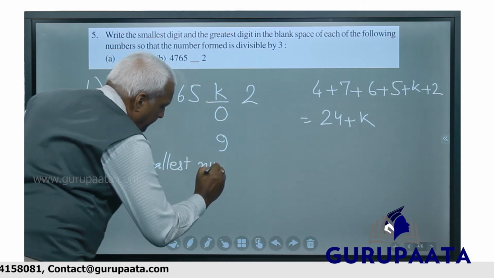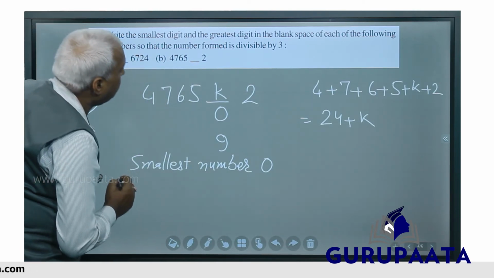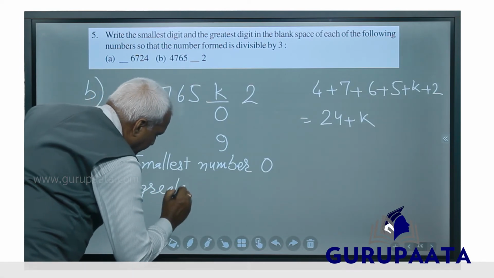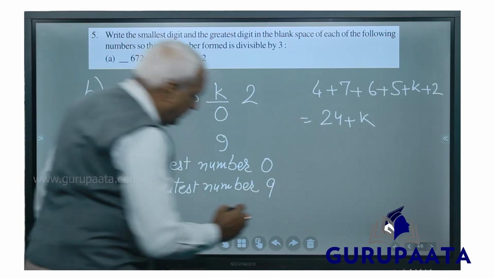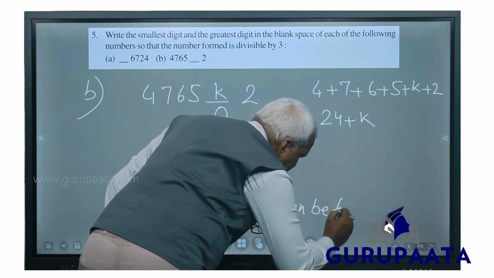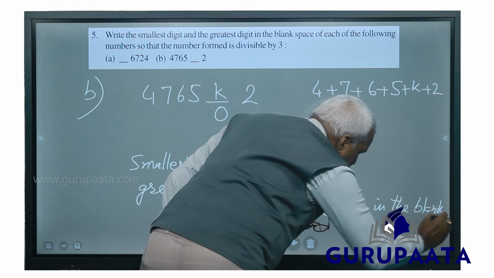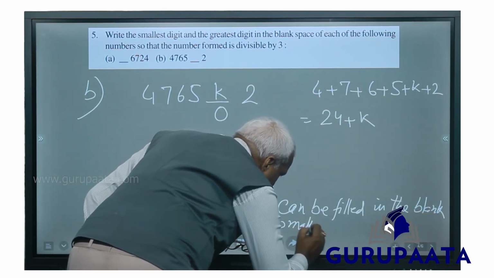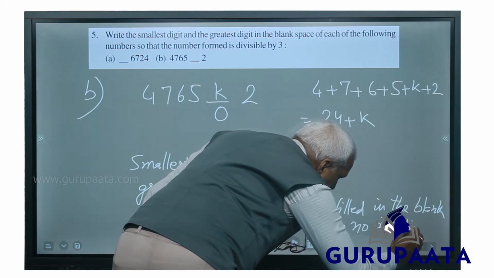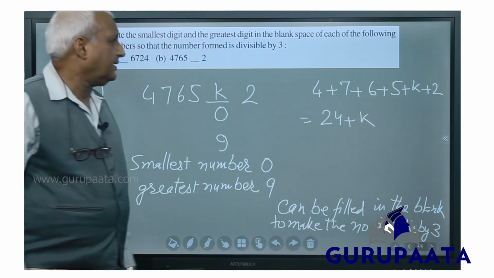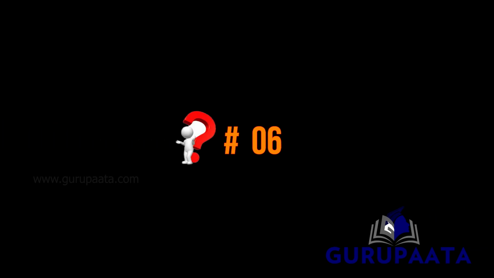the smallest number 0 and the greatest number 9 can be substituted, can be filled in the blank to make the number divisible by 3. And by this, we have finished question number 5. Now, we will go to question number 6.